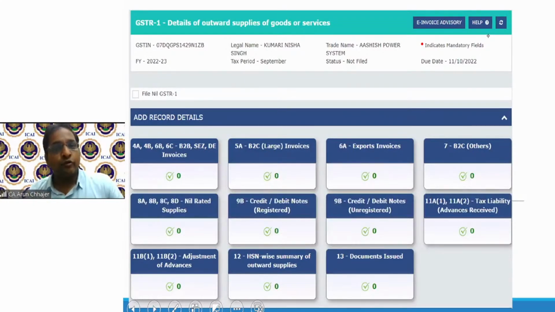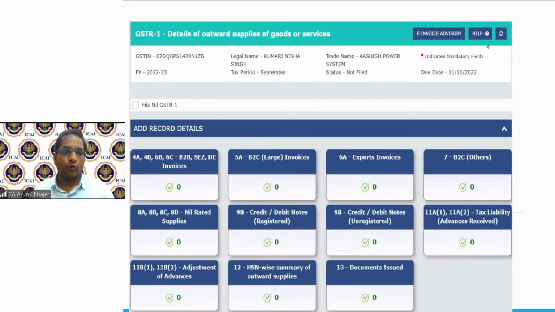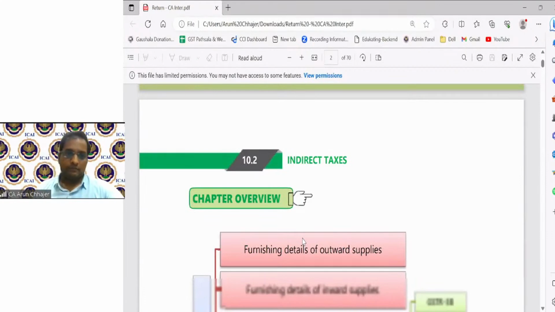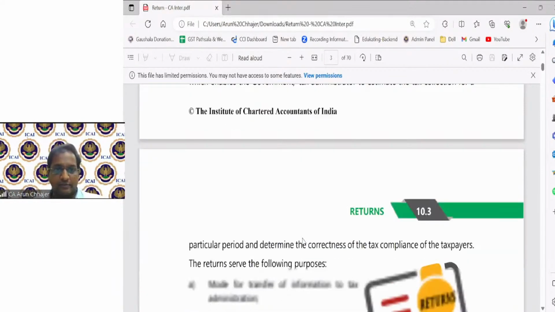Now we are moving back to the GSTR1, and in the GSTR1 we are going to discuss something. What is the GSTR1? GSTR1 is the details of outward supply. Now I am sharing the institute material.